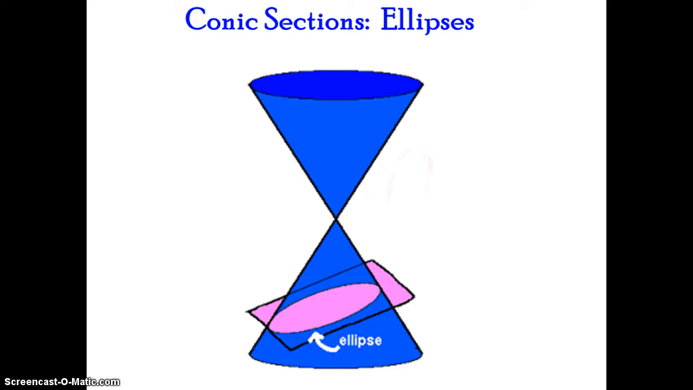Here we see another double napped cone. And what we're after this time is being able to intersect the cone with a plane through just one of the cones, but this time not parallel and not perpendicular to the base. So we're just slicing the cone without regard to parallel or perpendicular. And if that happens, we create an ellipse, which you may know as an oval.